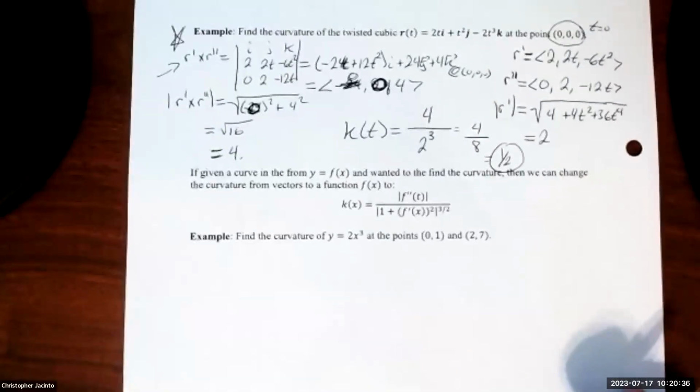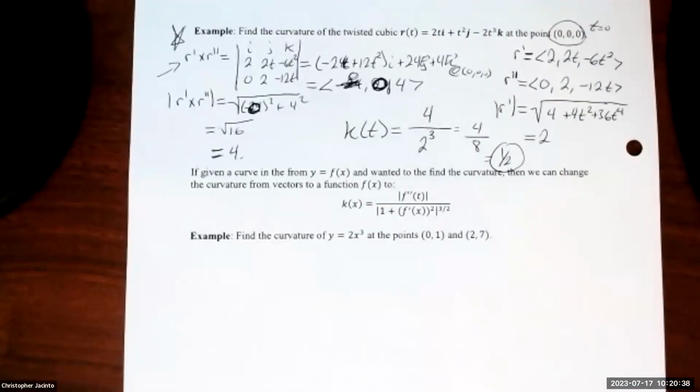It's the absolute value of the second derivative of f at t, divided by 1 plus its first derivative squared, to the 3/2 power. Whew, that looks like a lot, right? It's actually not as bad as you may think, which is the best part.